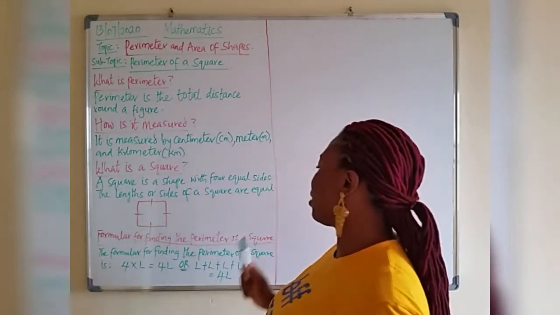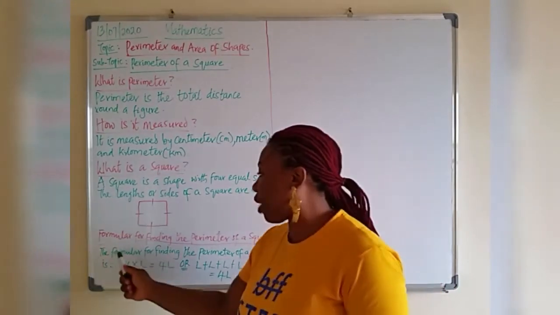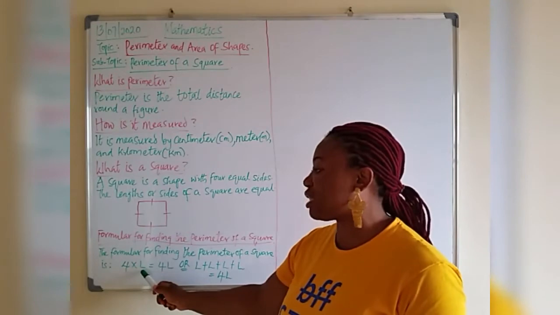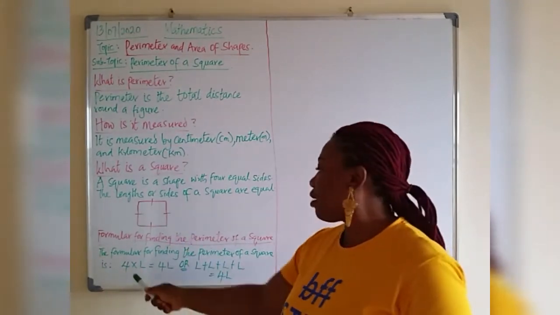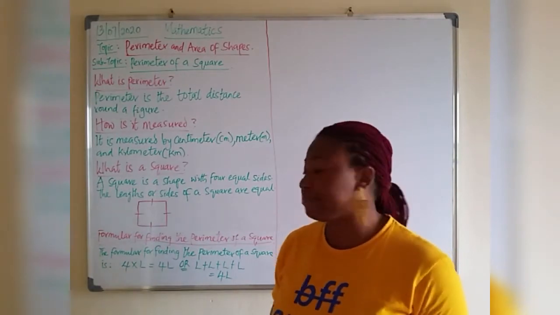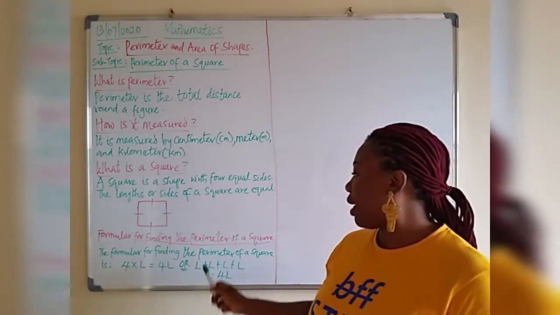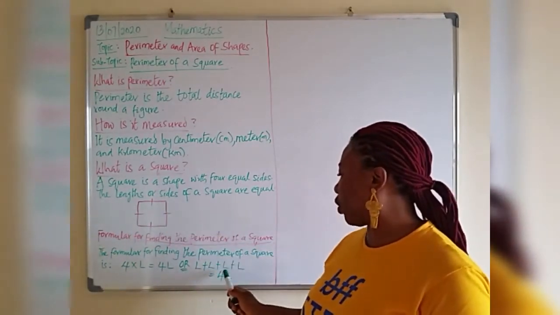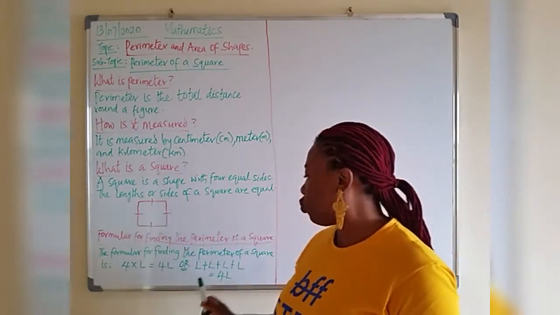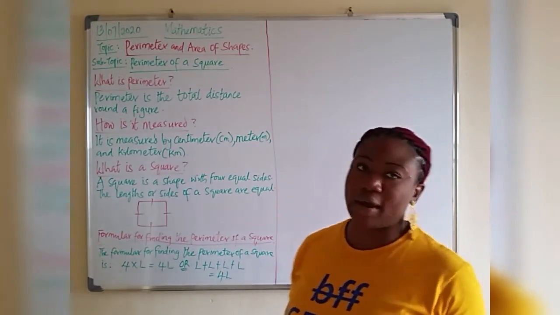So here we have all lengths or sides of a square are all equal. Now, how do you find the perimeter of a square? The formula for finding the perimeter of a square is 4 times L, L which stands for length. 4 times L is equal to 4L, okay? Or L plus L plus L, you can see there are 4 L's, L plus L plus L plus L, which is equal to 4L.